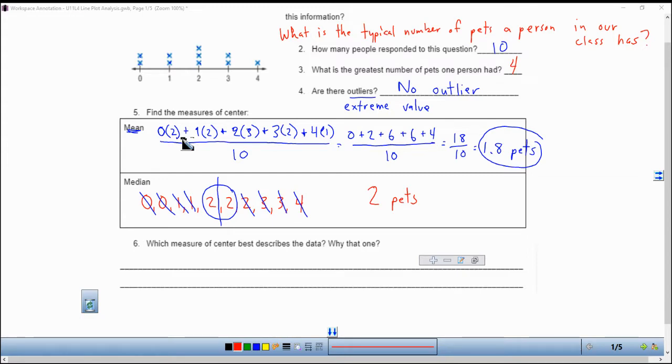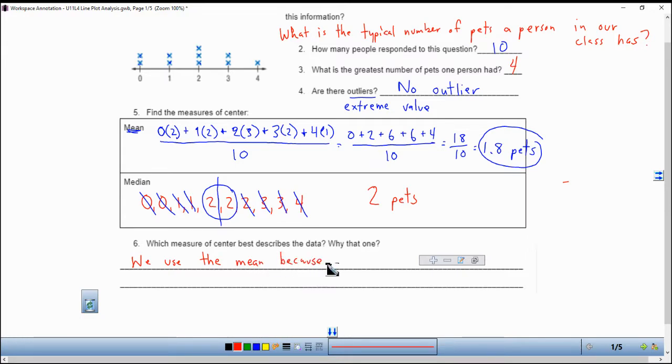So again, the total would be 98 divided by 11. If somebody had 80 pets, that would pull the mean up to 8, which wouldn't really be a good measure of the center. Because there is no outlier, the mean is a good one to use because you don't have an extreme value pulling the mean up. So we're going to say we use the mean because there are no outliers.